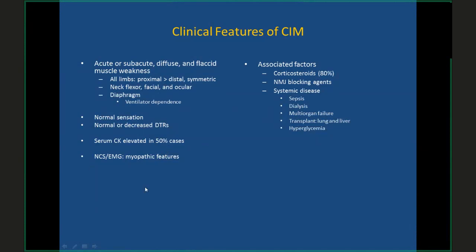If you do the nerve conduction study and EMG, it shows some myopathic features. Basically, the nerve conduction study, as I mentioned earlier, is relatively normal or shows some borderline findings. The needle EMG will show significant myopathic changes.